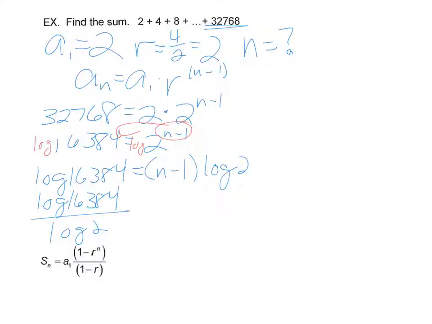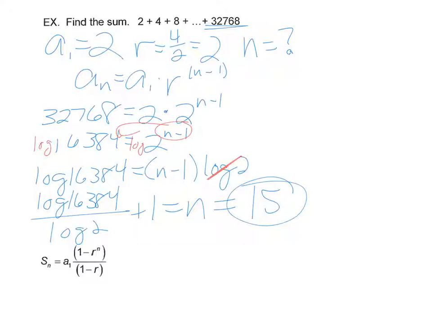And then hopefully you can see that if we divided out the log 2, then we would need to add 1 to get the n by itself. All of that in the calculator, and you come out with 15. You should always come out with a whole number because you're counting. N stands for how many terms there are, which always has to be a whole number.